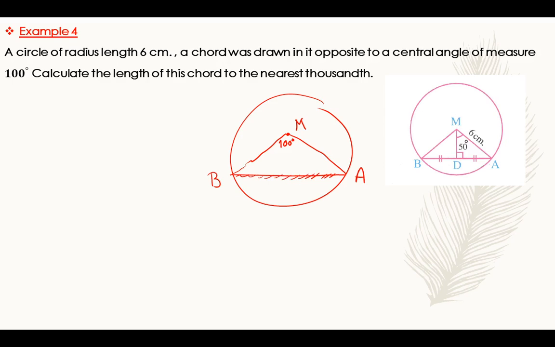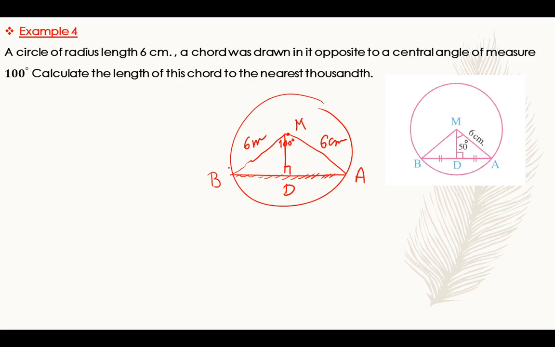Here we know that the radius of the circle is 6 cm, so AM equals 6 cm and MB is also equal to 6 cm. But to solve this example, we have to draw a construction. So we will draw MD perpendicular to AB.